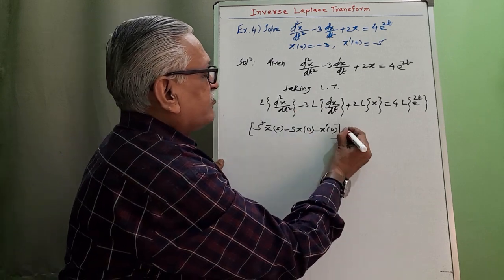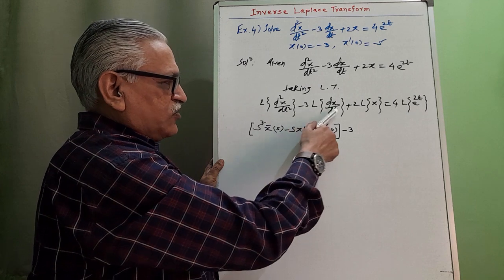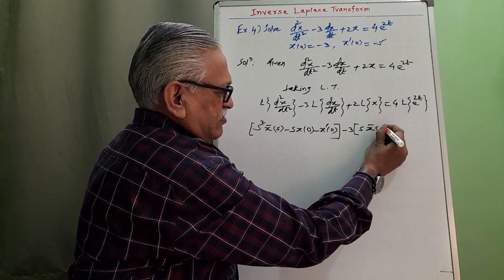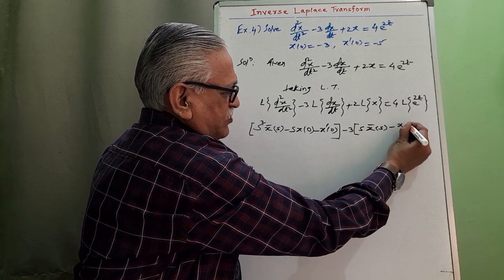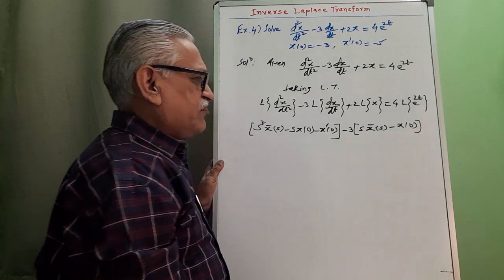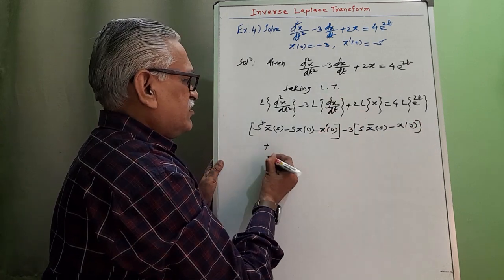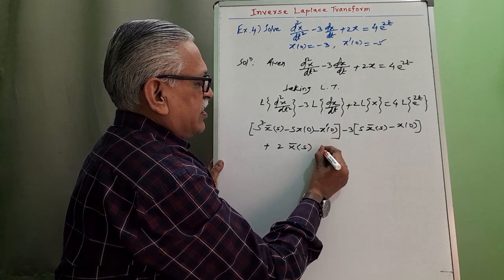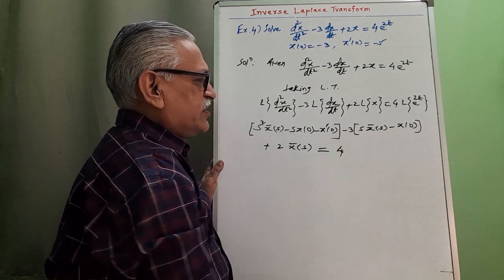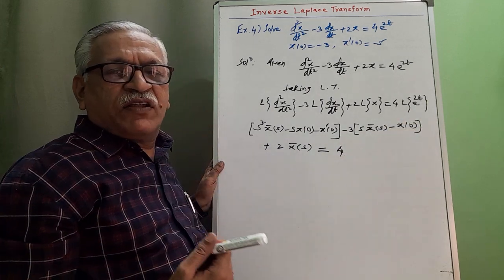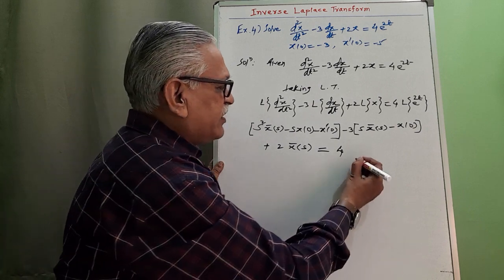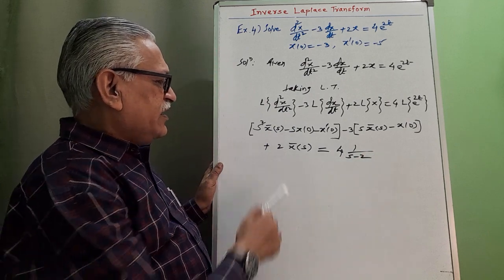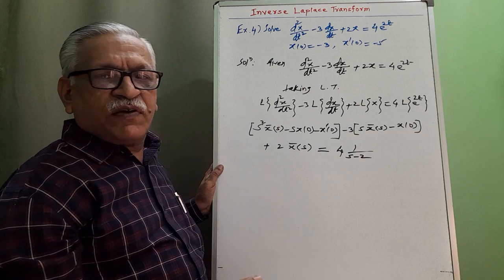Then minus 3 into Laplace of dx by dt, the first order derivative, is s x bar of s minus x of 0, plus Laplace of x is x bar of s, and that is equal to 4 constant outside, Laplace of e raised to 2t. Laplace of e raised to at is 1 upon s minus a. Here it becomes 1 upon s minus 2. Then there are 3 terms of x bar of s.